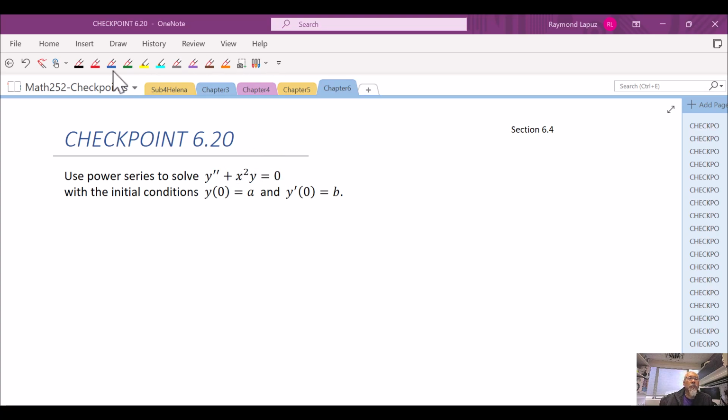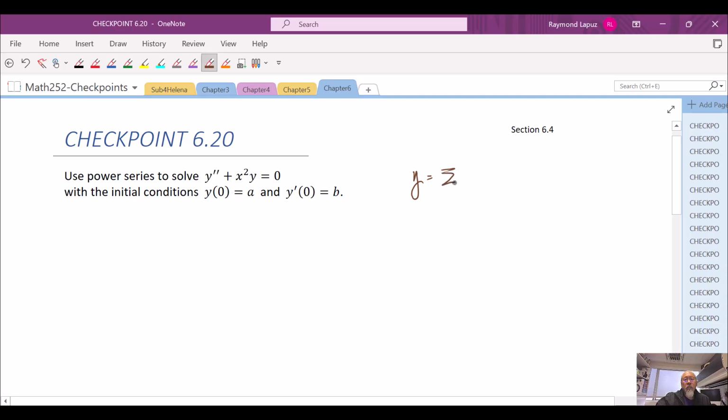My name is Lapuz. In this video, we'll be looking at checkpoint 6.20 from section 6.4, where they tell us to use the power series to solve this differential equation, y double prime plus x squared y is equal to 0, with initial conditions y of 0 is a and y prime of 0 is equal to b. Essentially, we have an initial value problem, and they're telling us to use a series to solve for that.